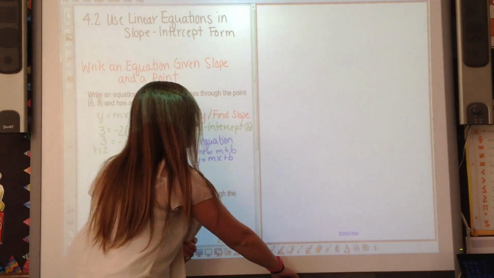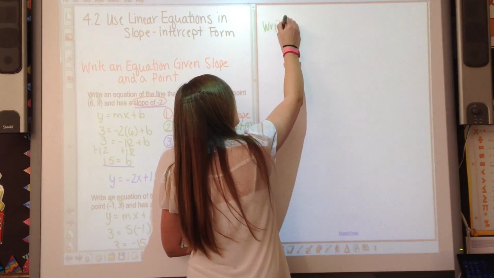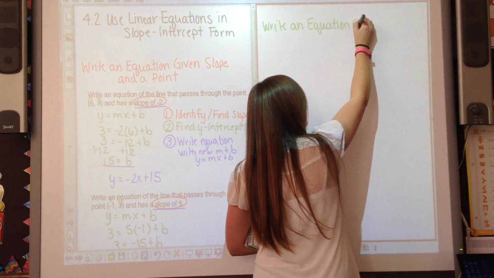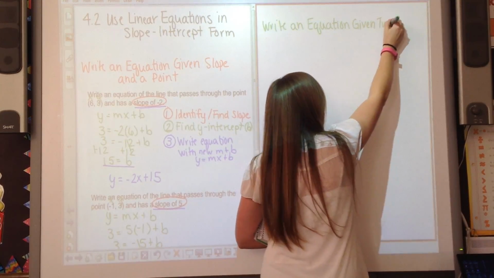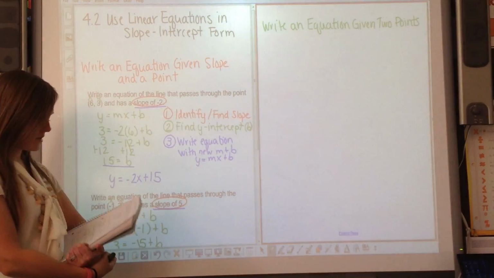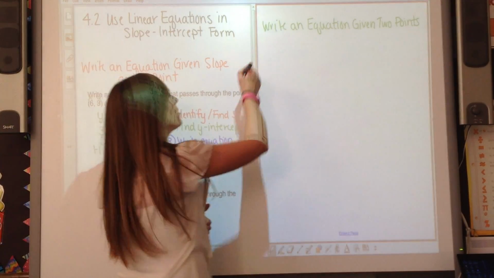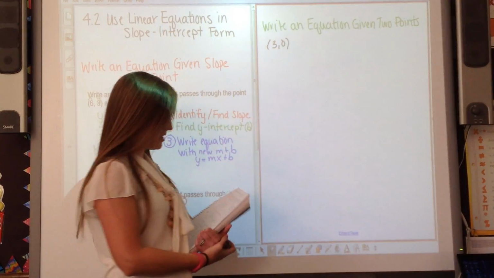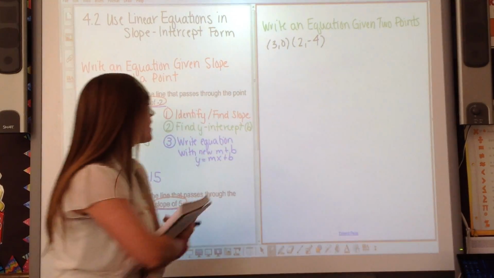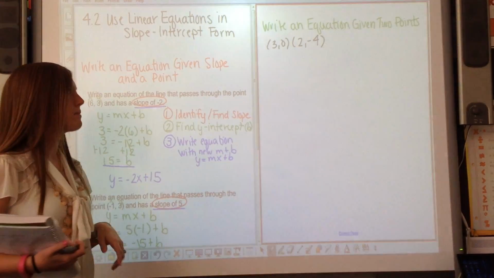Okay, this next section is called write an equation given 2 points. So the first problem that we're going to try has the 2 ordered pairs 3, 0, and 2, -4. We're going to follow the same steps that we made over here. That's why I have it split screen, because I want to be able to follow these steps.